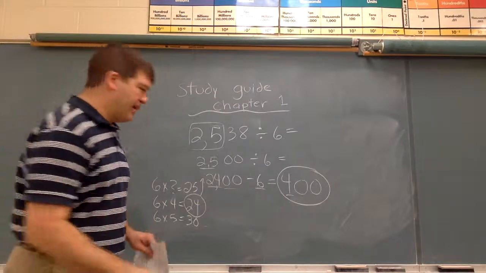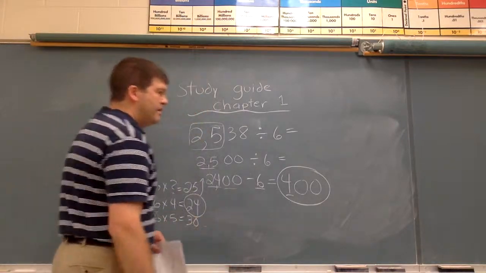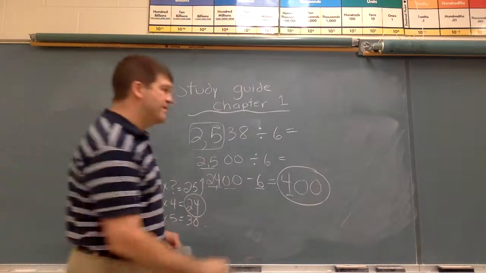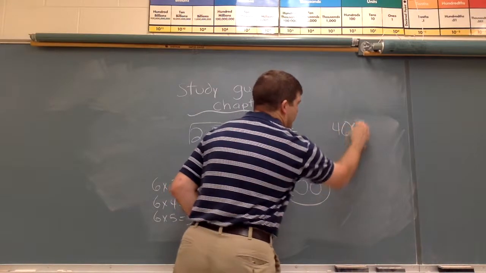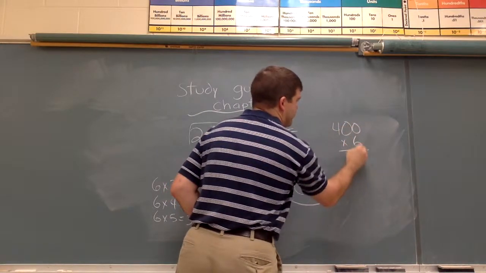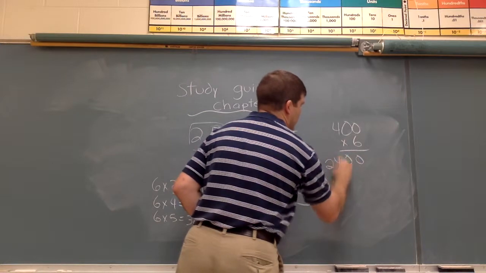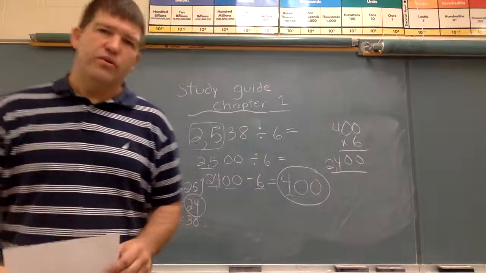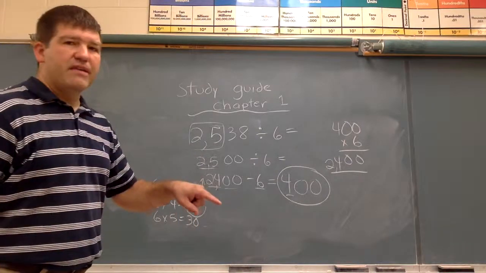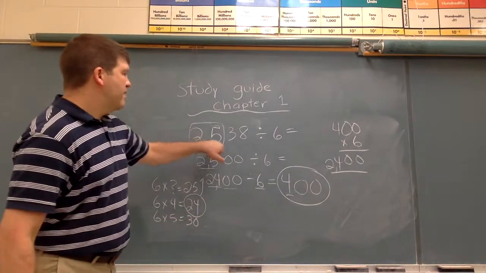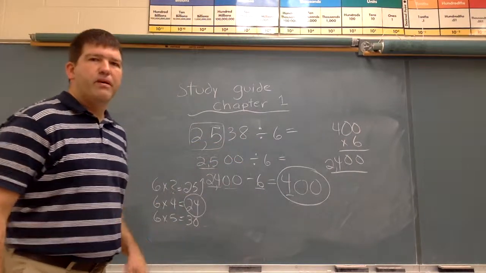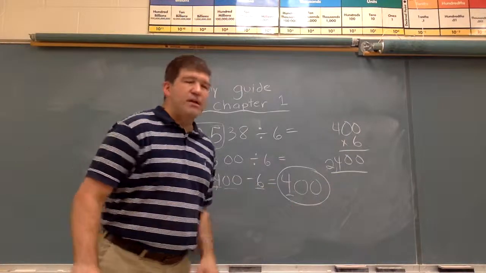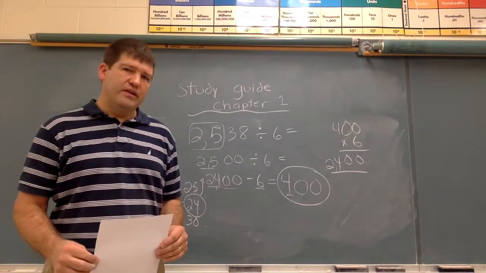Now, if I want to check that, if I think that I have 400 jelly beans in each bag, and I know I have 6 bags, then I do 400 times 6. And that gets me 2,400 total jelly beans. And I'm going to see if that's pretty close to where I started. 2,538, it's in the right ballpark. It's pretty close. All right, so my estimated quotient is 400.